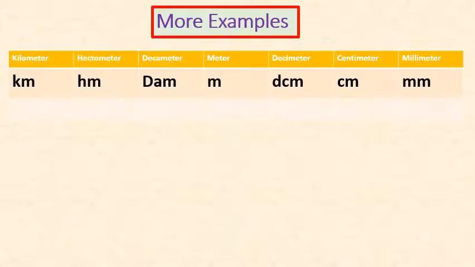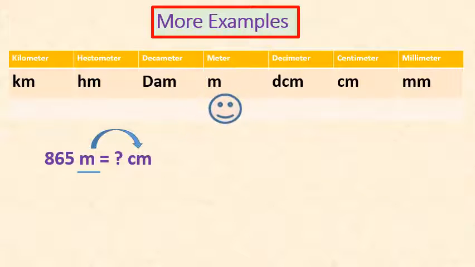More examples. And here is the table. So the question is 865 meters equals how much in centimeters? Where are we? In meters. Where are we going to? Centimeters. So put a smiling face in meters and let's start counting.